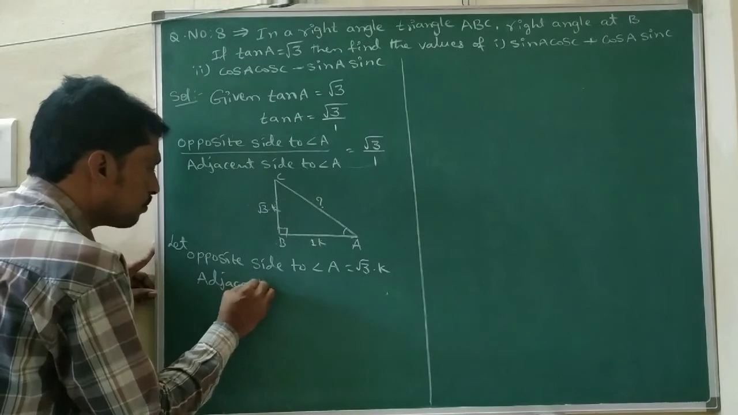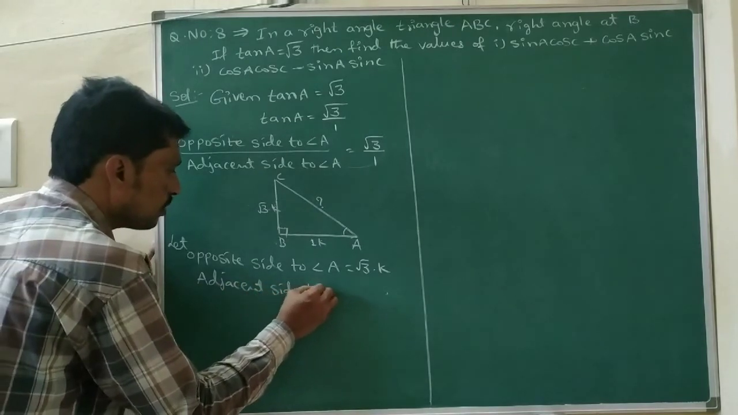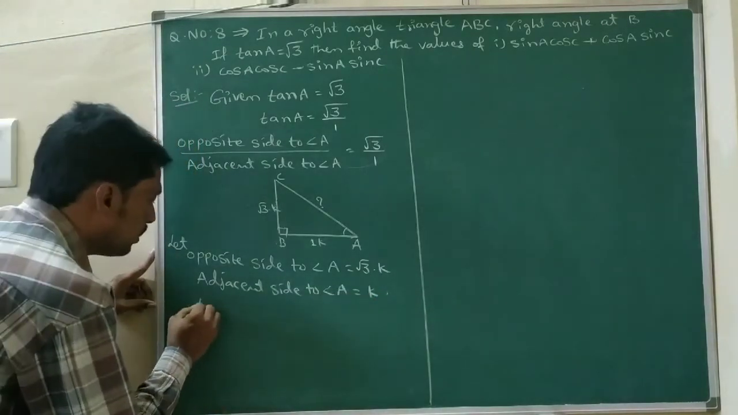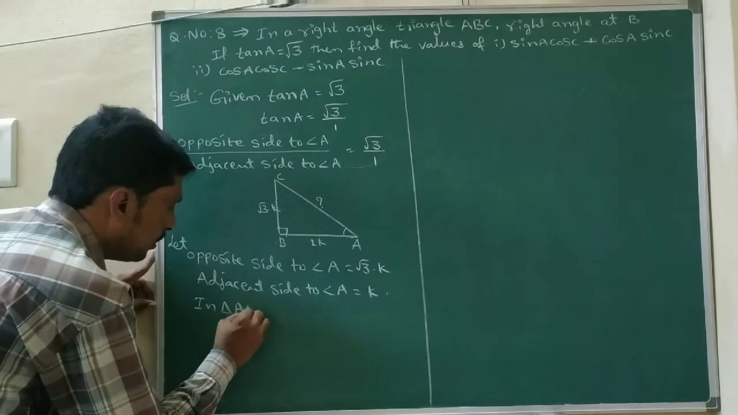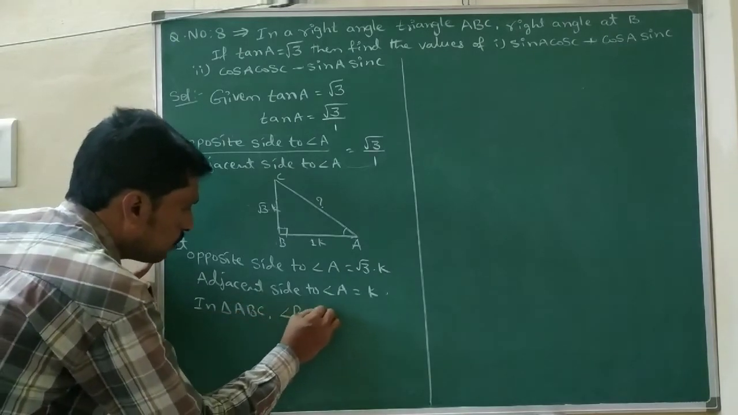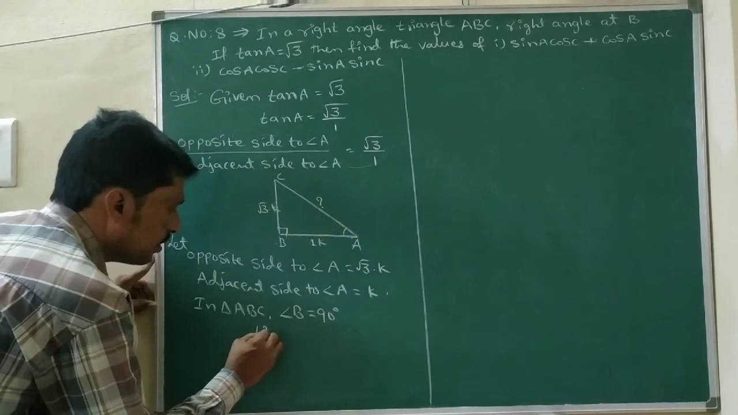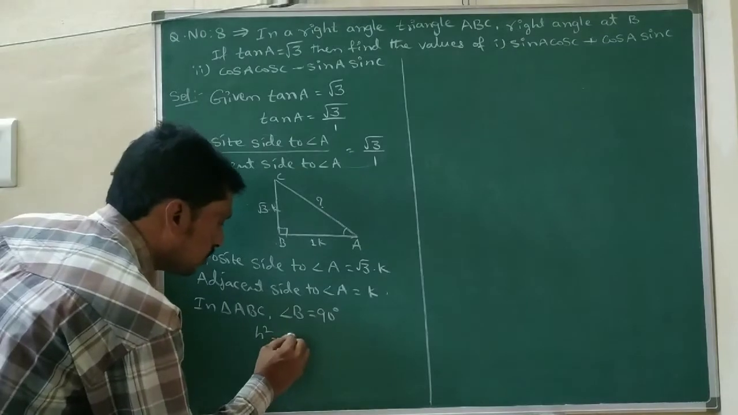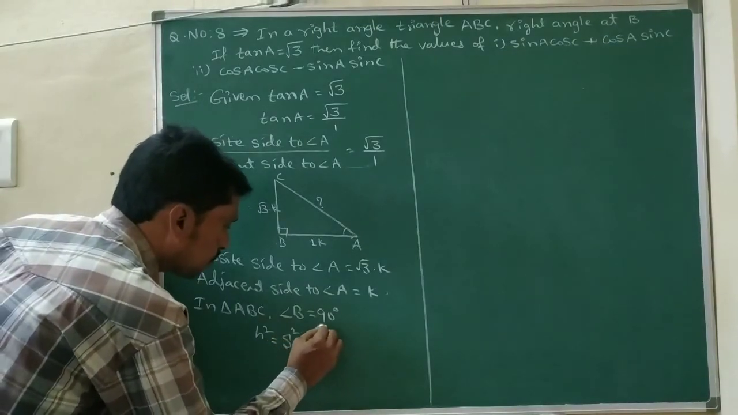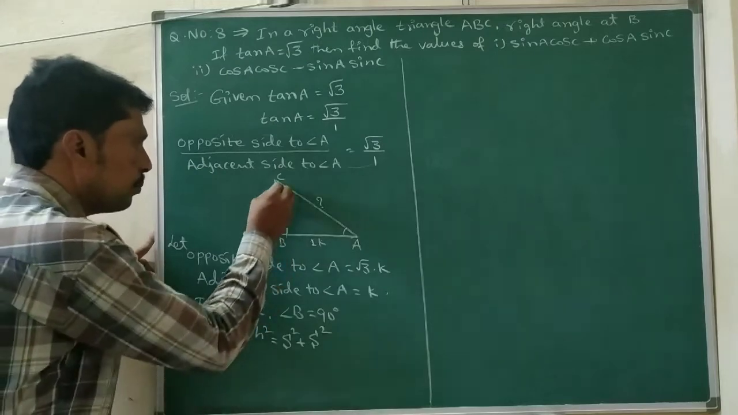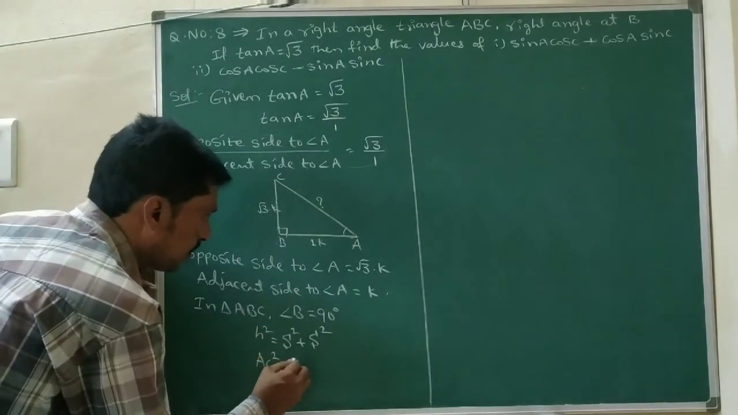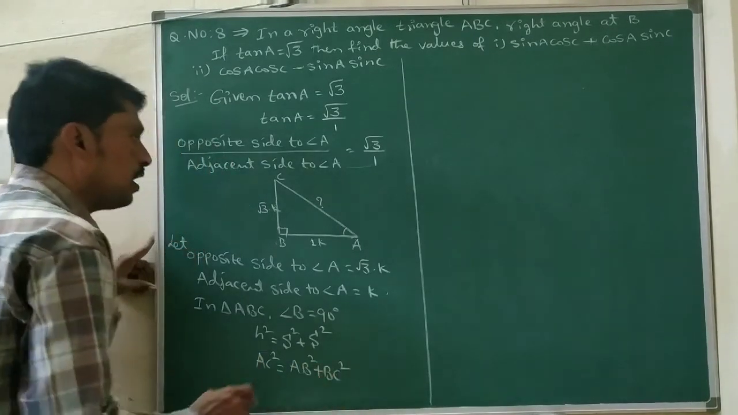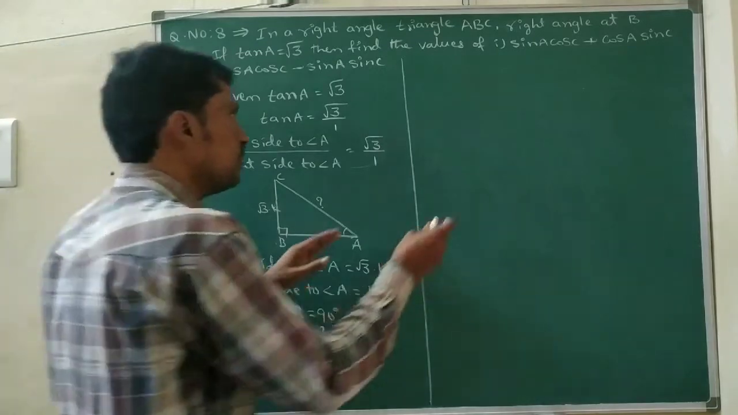Adjacent side to angle A equals 1K, or K. Now in triangle ABC, angle B equals 90 degrees, which means we need to use the Pythagoras theorem. The Pythagoras theorem is hypotenuse square equals side square plus side square. So hypotenuse square means AC square equals AB square plus BC square. We don't know the hypotenuse, so we need to find it.